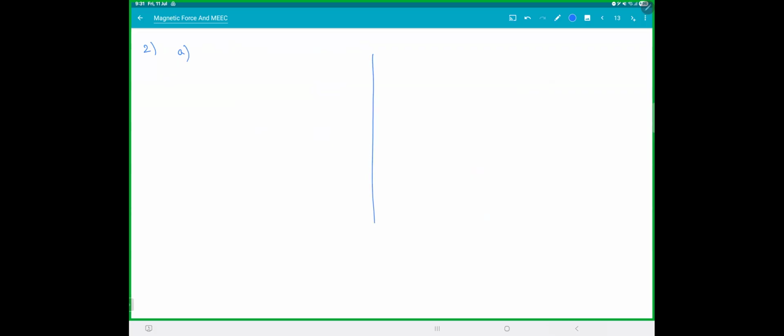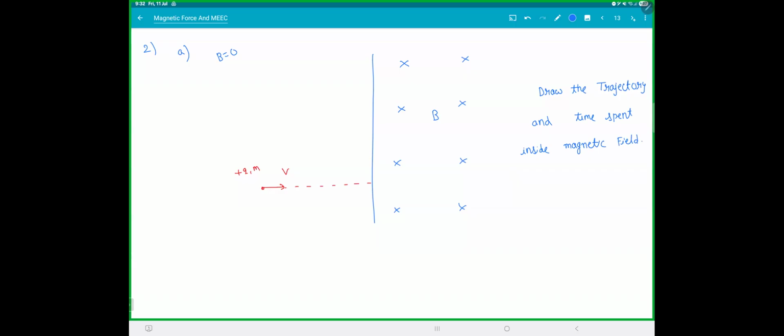Next one, let's say we have magnetic field here, B. We have a charged particle here, Q, M, going with V. So this thing enters inside and does something. Can you draw the trajectory and the time spent inside the magnetic field? On the right hand side, there is a field. On the left, there is no field. Draw the trajectory and the time spent inside the magnetic field. This is an easy one.